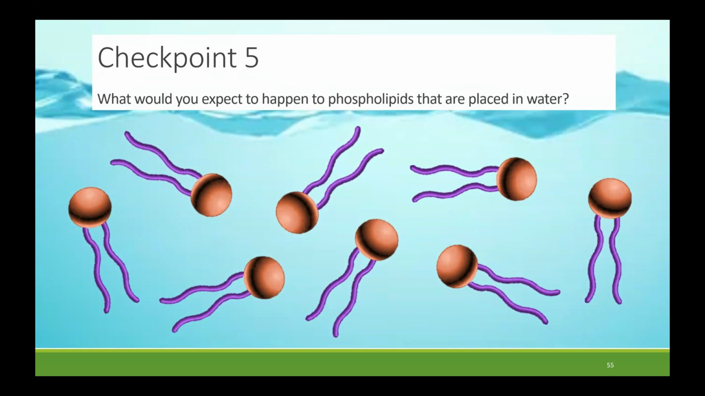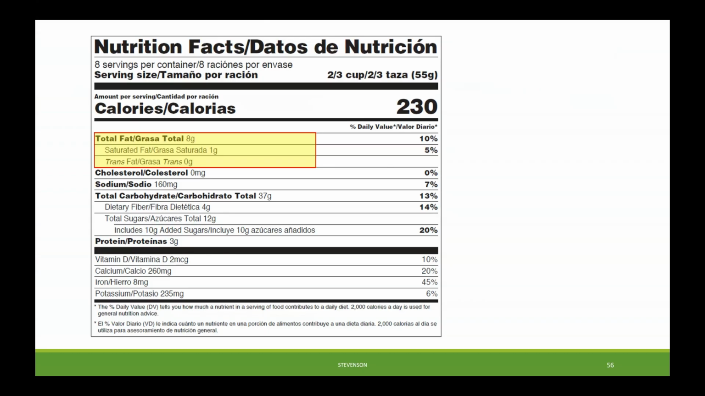And hold this question in your brain because, again, next week when we talk about cells, we're going to revisit it and see what actually happens when you drop phospholipids into water, and you'll be able to compare your expectations to what we really see in nature. So again, before we leave lipids behind, there are some other items from this nutrition label that we need to touch on that fall under the category of fats.